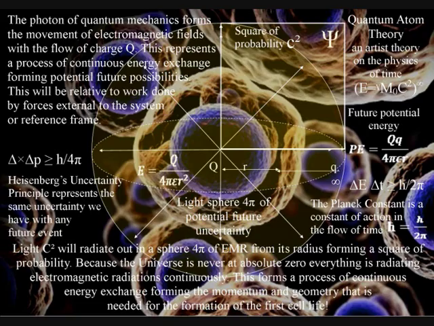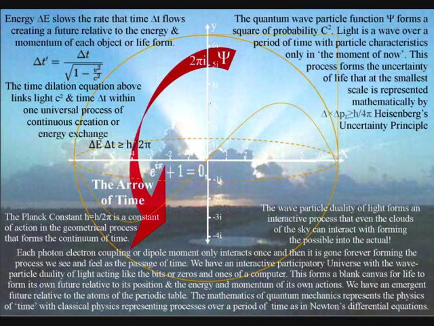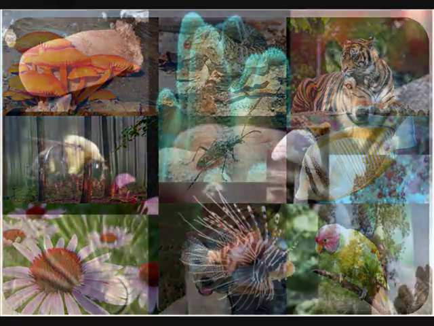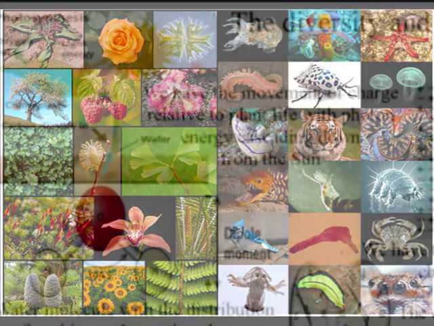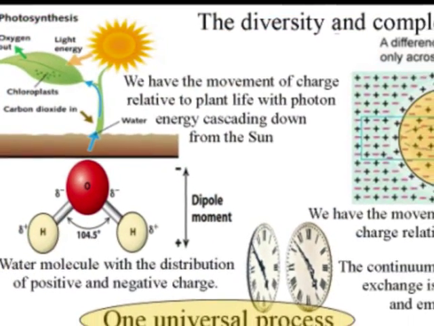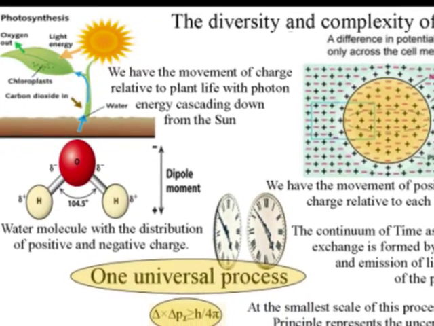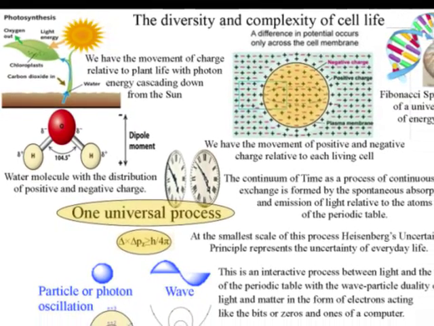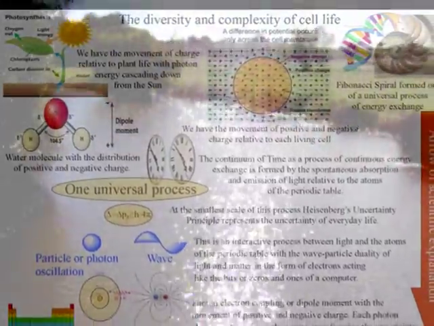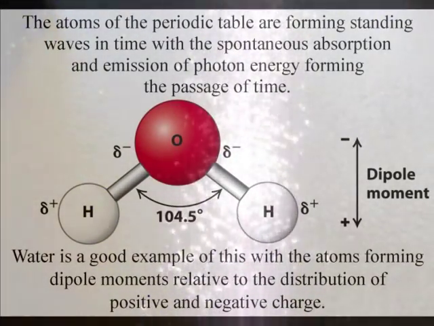In our everyday life, we have photon energy cascading down from the sun, forming greater degrees of freedom for entropy or disorganization, and also forming greater degrees of freedom for the creativity and diversity of cell life. Within such a process, each individual plant forms their own reference frame, with the movement of positive and negative charge relative to their structure and growth. The same process is unfolding in flowing water, with hydrogen bonds forming and breaking, with an exchange of photon energy, with the movement of charge.